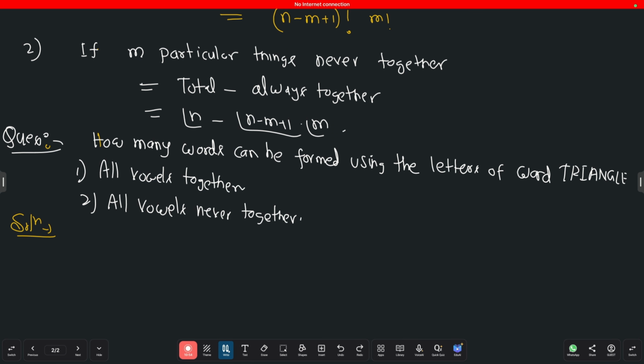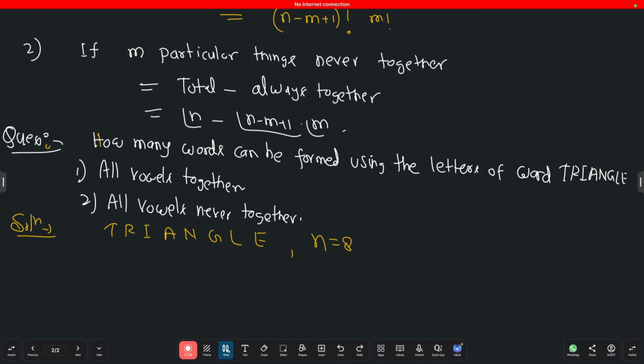This word is triangle, T-R-I-A-N-G-L-E. So what is the n value? 8. Is there any repetition? No repetition, so the formula is applicable. I will tell you the concept also, because the concept is also important. In a case study apply the formula, and otherwise the concept is the guru.